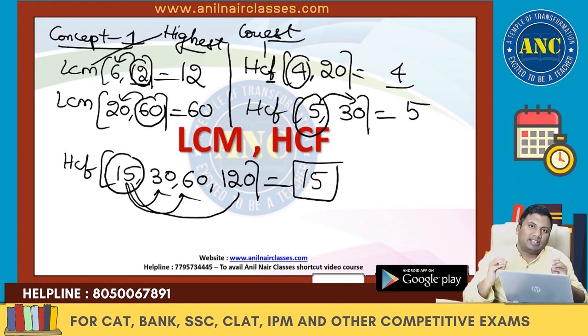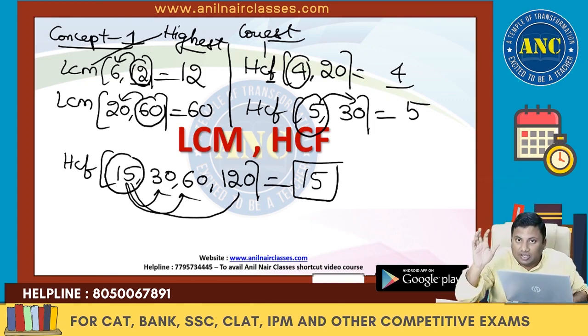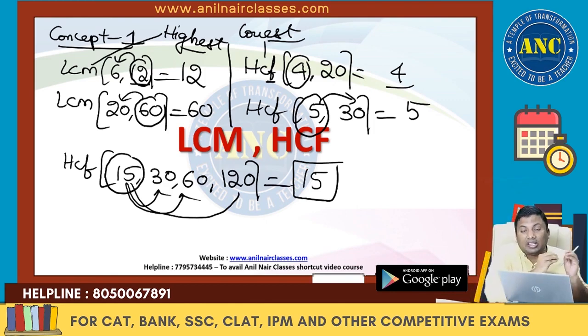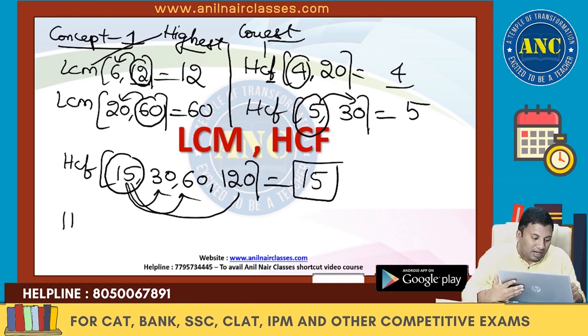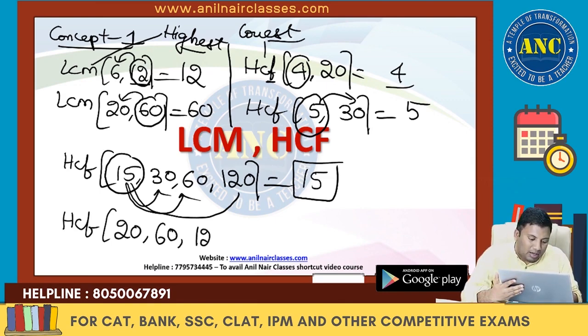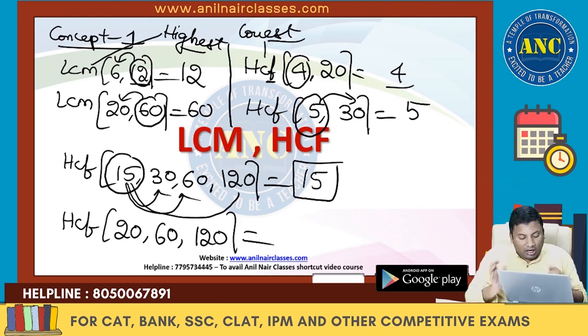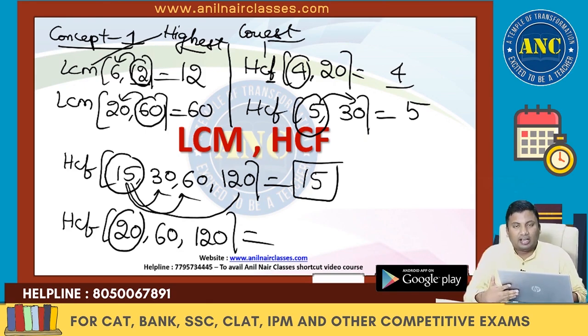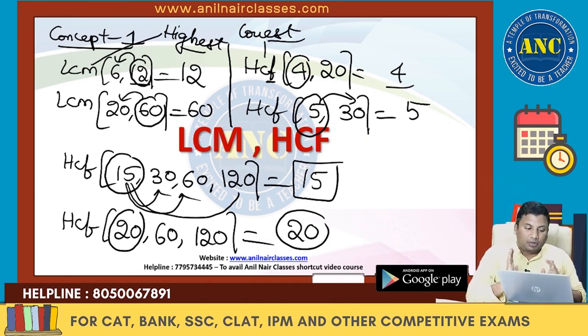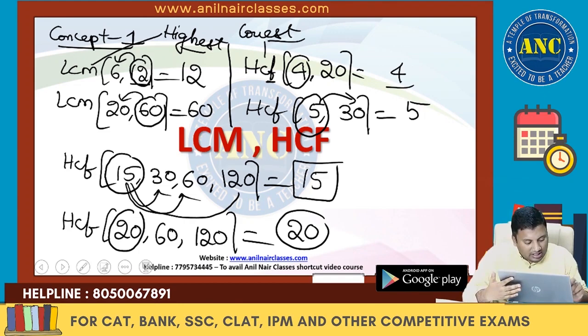The only difference is that in LCM I will take the largest value. In HCF, I will take the smallest value. For example, HCF of 20, 60, 120. Take the smallest value. Smallest value is 20. Does 20 divide 60? Yes. Does 20 divide 120? Yes. So the answer is 20. I hope type 1 in LCM and type 1 in HCF are both similar. This is type 1.